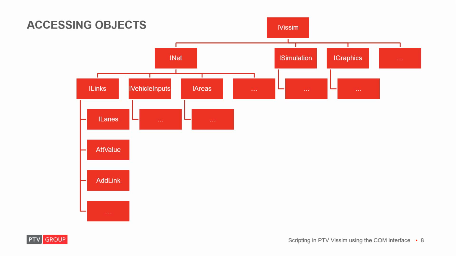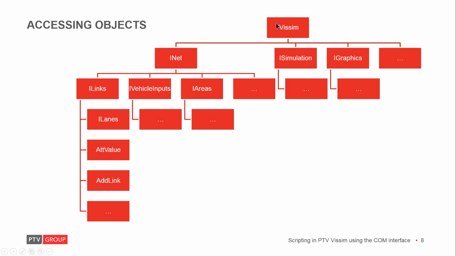For the object iNet, access is possible to the sub-objects iLinks, iVehicleInputs, areas, for pedestrians, and also dynamic elements. There could be the iVehicles as well. And then it goes further down from iLinks. There's a sub-object iLanes, and also some functions for iLinks, for example, accessing the attributes via the function AddValue, or creating new links or removing links, which is also possible. So you can create and remove network objects using the COM interface.